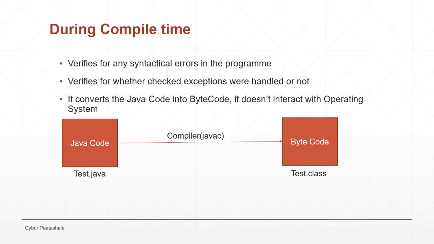It also converts the Java code into bytecode. We already discussed it. Whatever Java code we have written will be converted into bytecode. But during the compilation time, it doesn't interact with the operating system. During the compilation time, the .class files will be generated for your Java program.